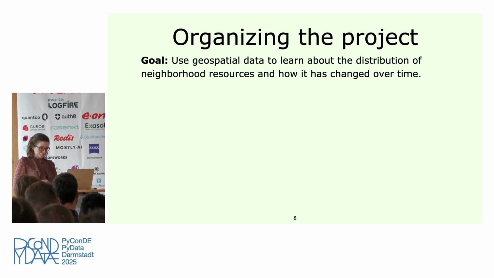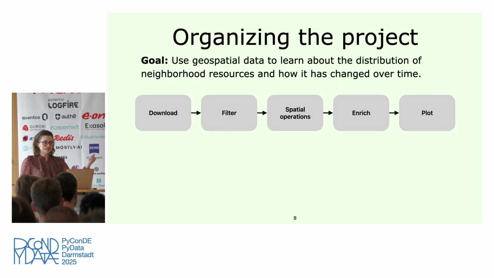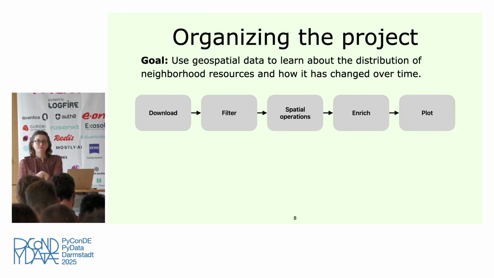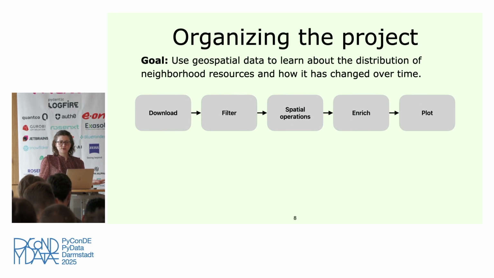So we have really 5 main steps. We're going to download the data. We're going to filter it. We're going to then do some spatial operations. We've got neighborhoods. We've got post offices. Is this post office in neighborhood A or neighborhood B? Then we're going to enrich the data with maybe some extra information, population data if we've got it, calculate the areas, and then I want to plot it.